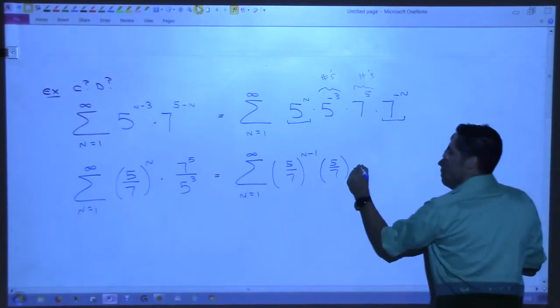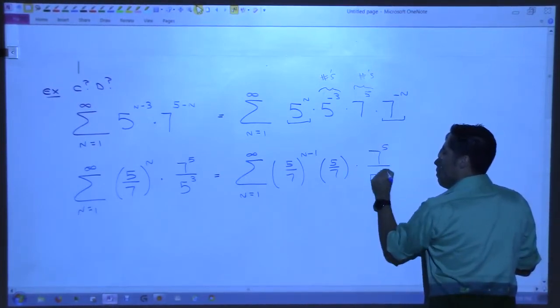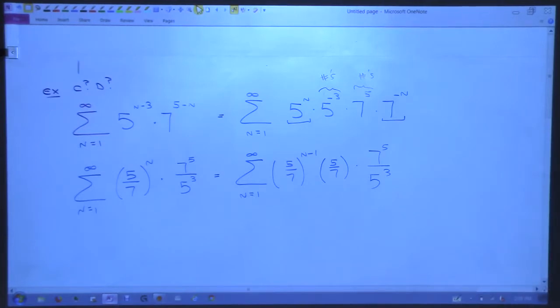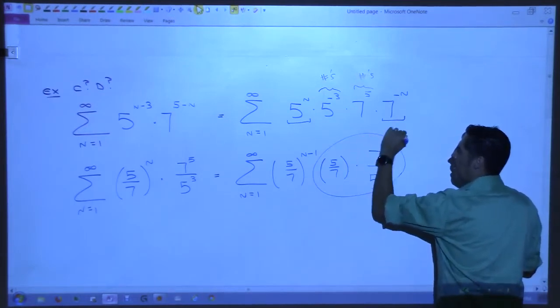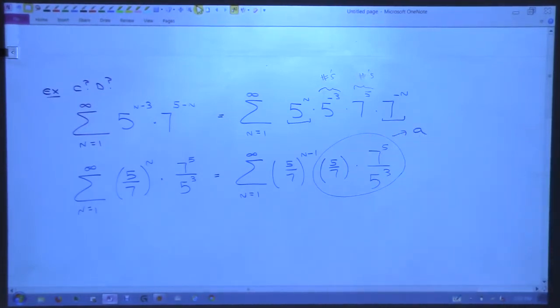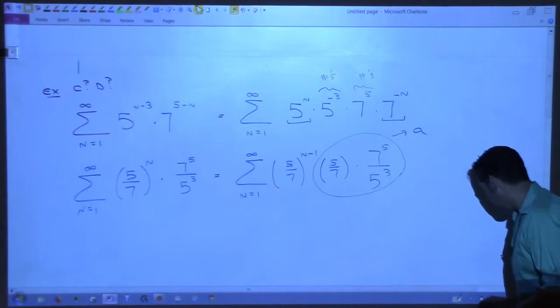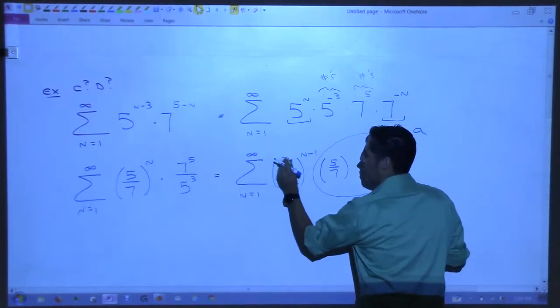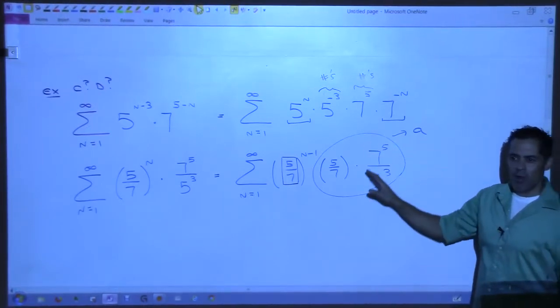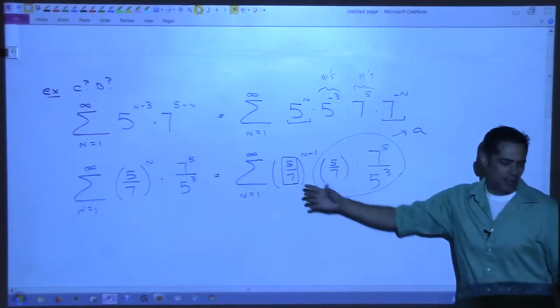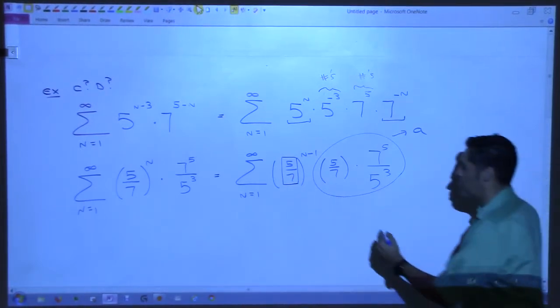Now I'm still missing 7 to the 5th over 5 to the 3rd, right? All of this is my A. Whatever number that is, that's A. And then what about our R? This is our R. And is the absolute value of that less than 1? Yes. So does this converge? Yes. What does it converge to? That over 1 minus that. Okay. Let's do that. So this is geometric.